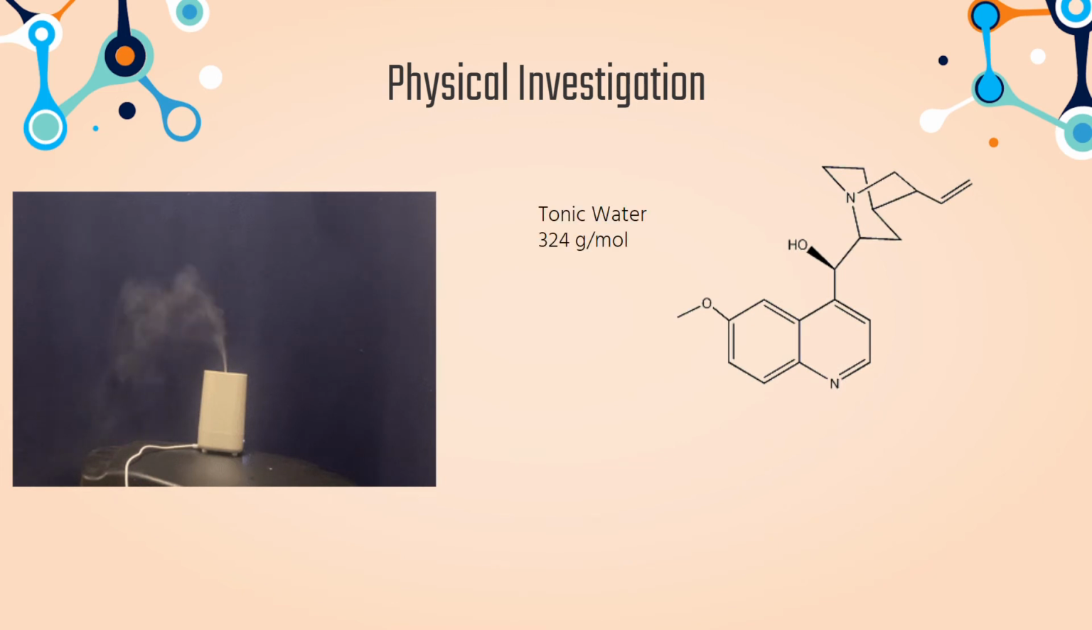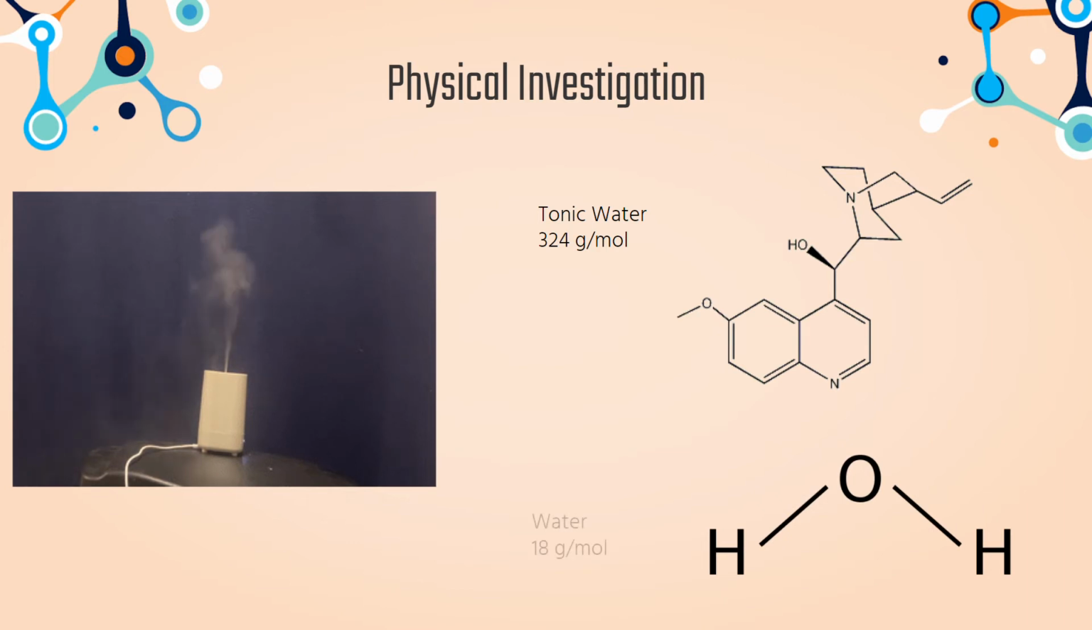Tonic water has a molecular weight around 324 grams per mole, while water has a molecular weight of 18 grams per mole, significantly lower than that of the tonic water. A difference in the length of the laminar streams before the gas breaks up into a large cloud was observed. Once the gas forms this large cloud, the flow is considered to be turbulent and disorganized.